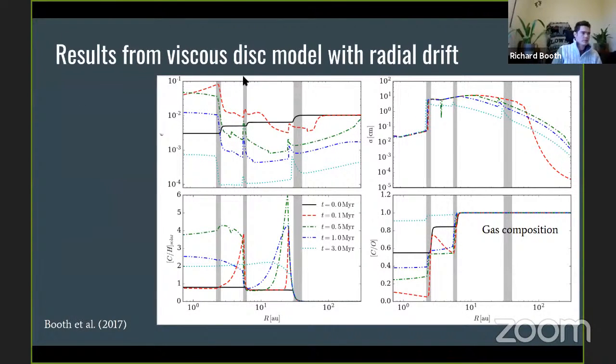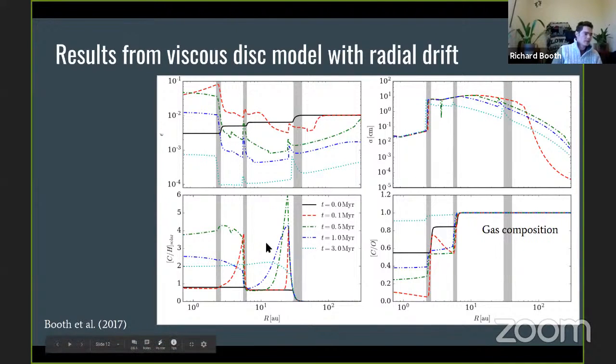So it's a simple model for the gas, which is viscous with grain growth and radial drift. So the grains grow on a timescale of a bit less than 1 million years and start to decouple and drift into the inner disk. And as they do that, they cross these snow lines. So in the bottom left panel, you can see the carbon to hydrogen ratio as a function of radius, and the lines going down this axis is time, right?